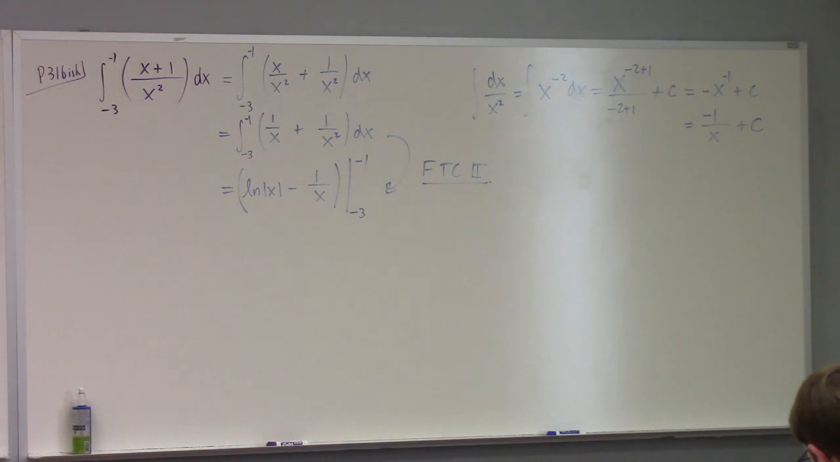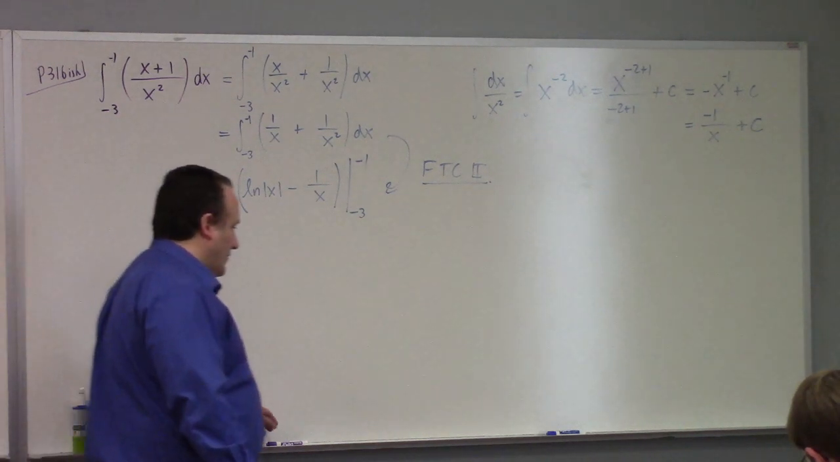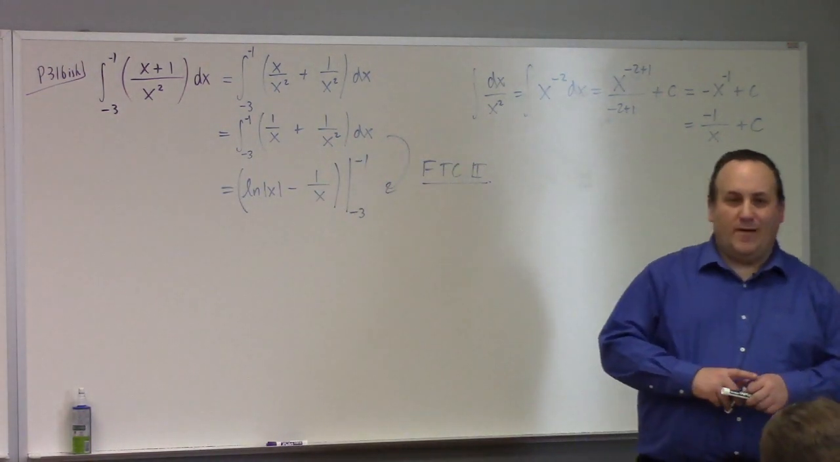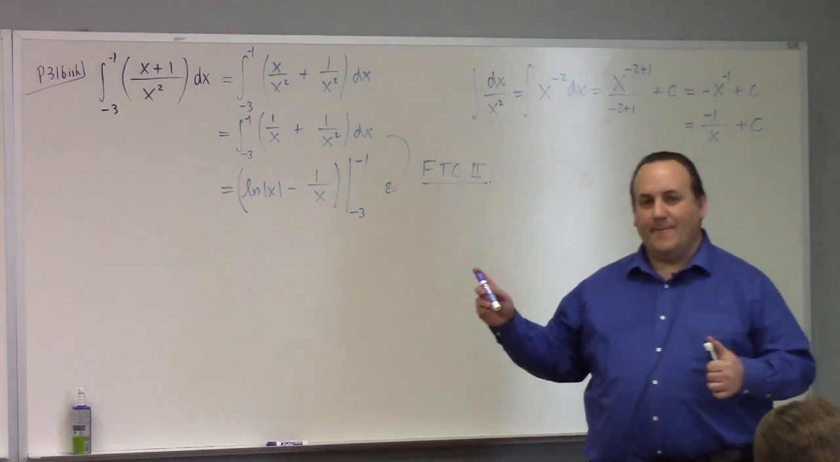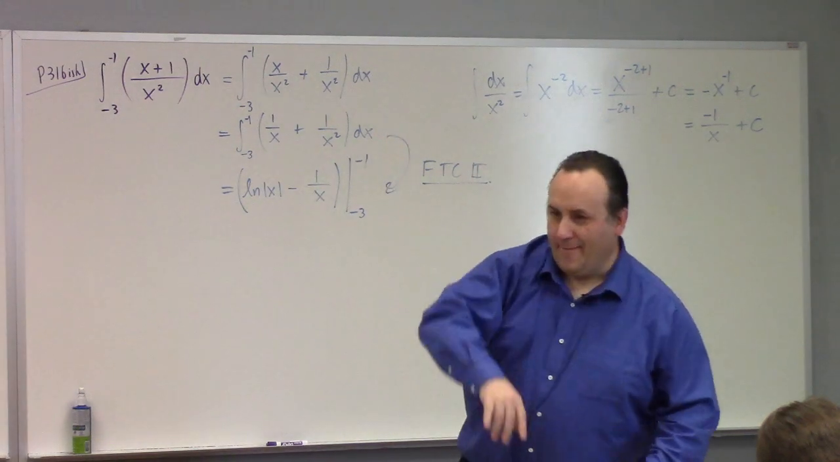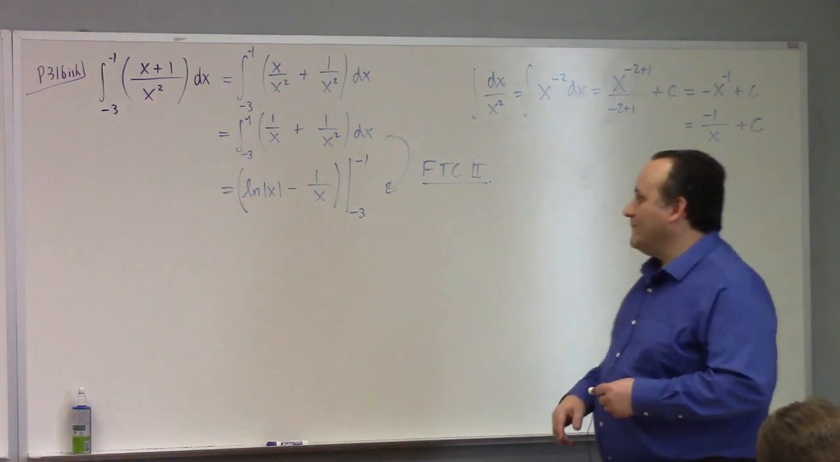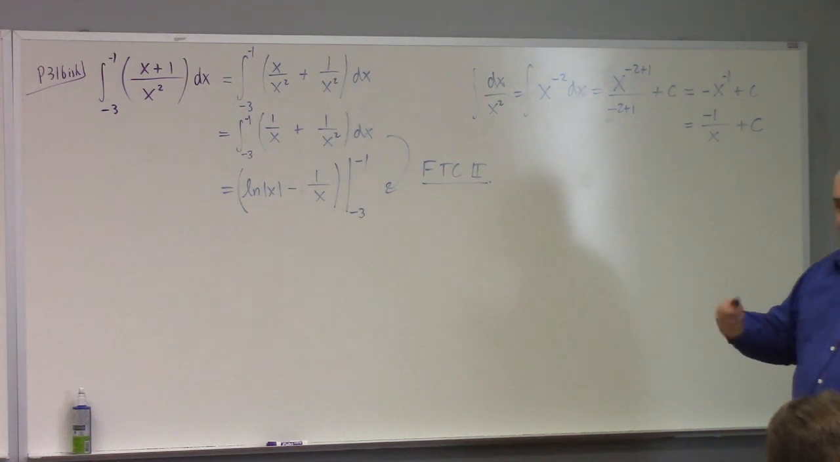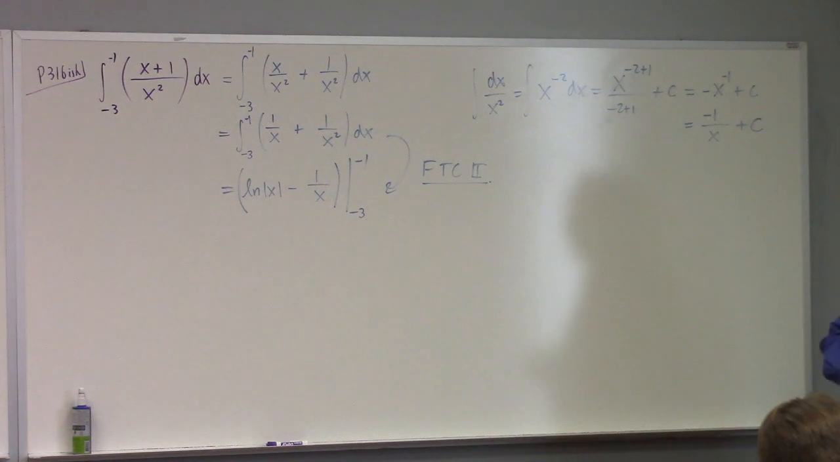Do you have to write FTC2 every time you take the bounds? Would you like to? I was just asking that. I mean, if you want to, we could do that. I was just asking because sometimes you like to throw that in. I don't always write it. I'm just writing it now because we're just starting it. But logically speaking, that is what we're doing. But no, I don't enforce that universally.